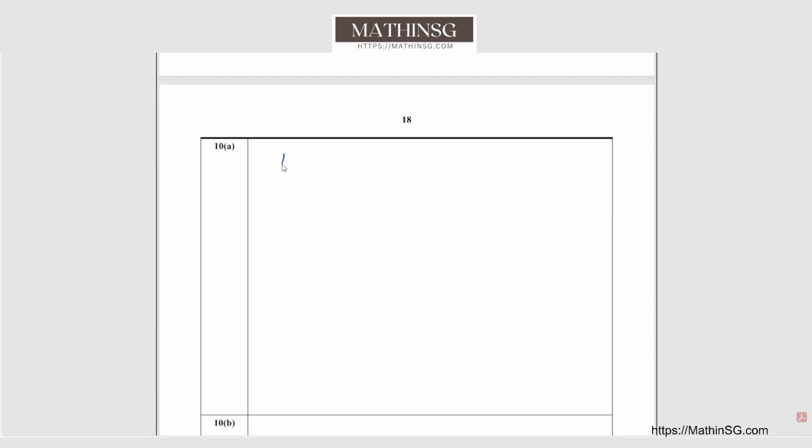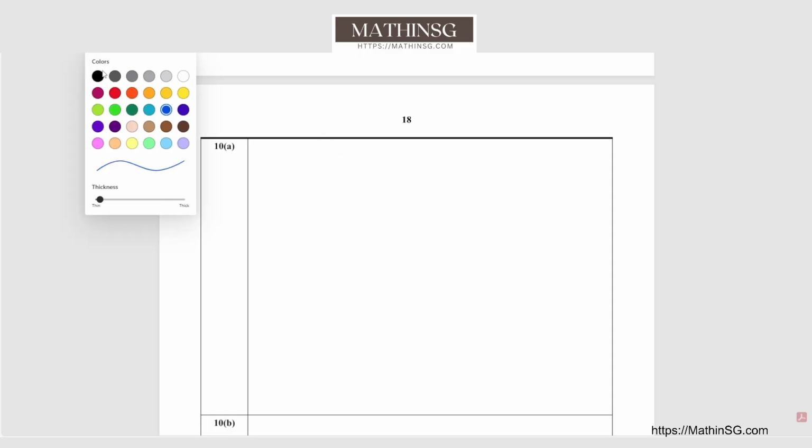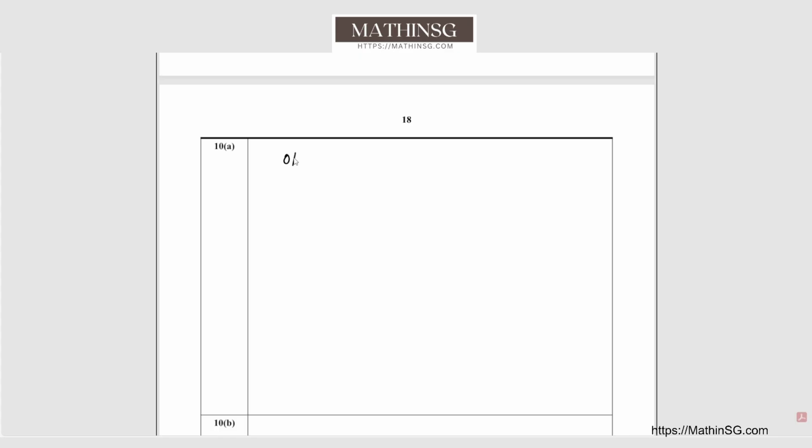So OA is (0, 2, minus 3), right? They already give us A. And we know that L can be written in this manner.